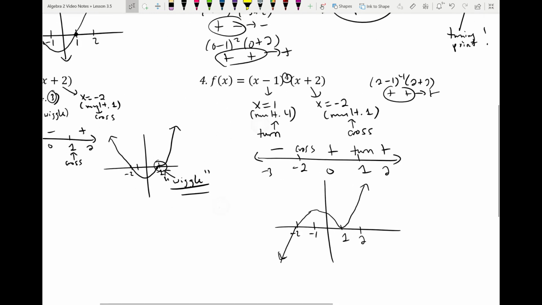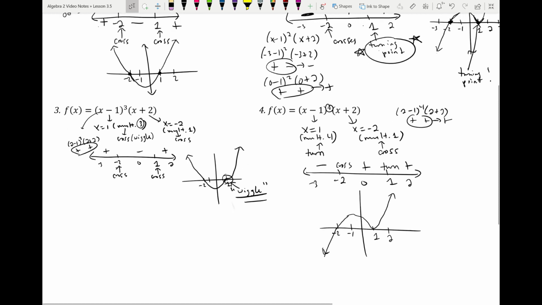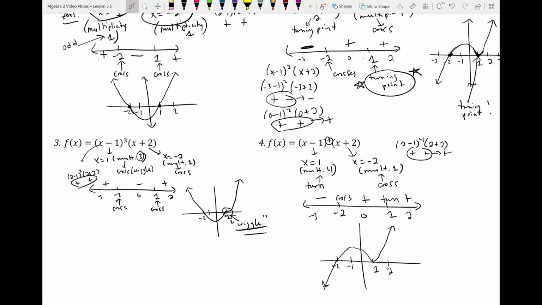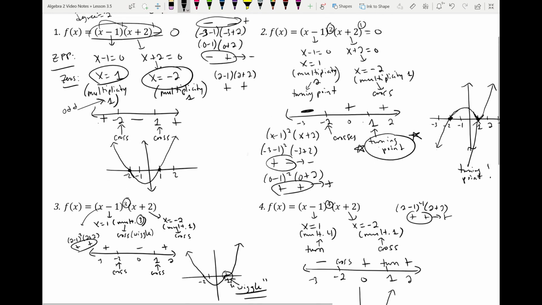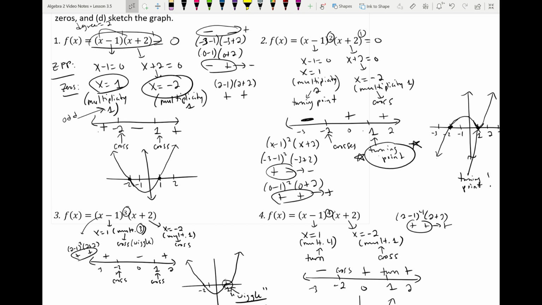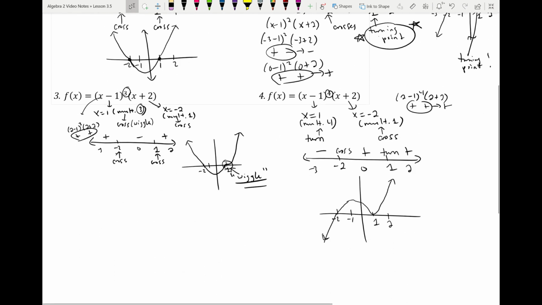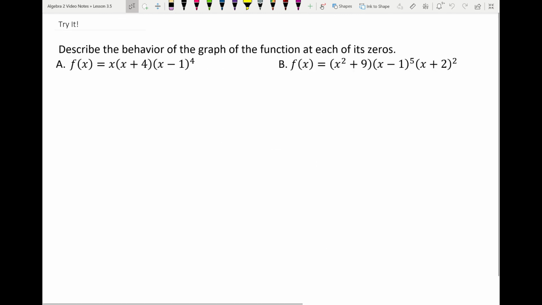All right, so just that multiplicity changes the behavior a whole bunch. If you look at these graphs, all the different multiplicities are different, right? This is 3, 4, 1, and 2. So it's the same kind of function, but different multiplicities. And it changes the behavior dramatically, as you can see. All right, go ahead and try it. Describe the behavior of the graph at each of its zeros. So you don't have to graph, you just have to describe the behavior. Does it turn? Does it cross?